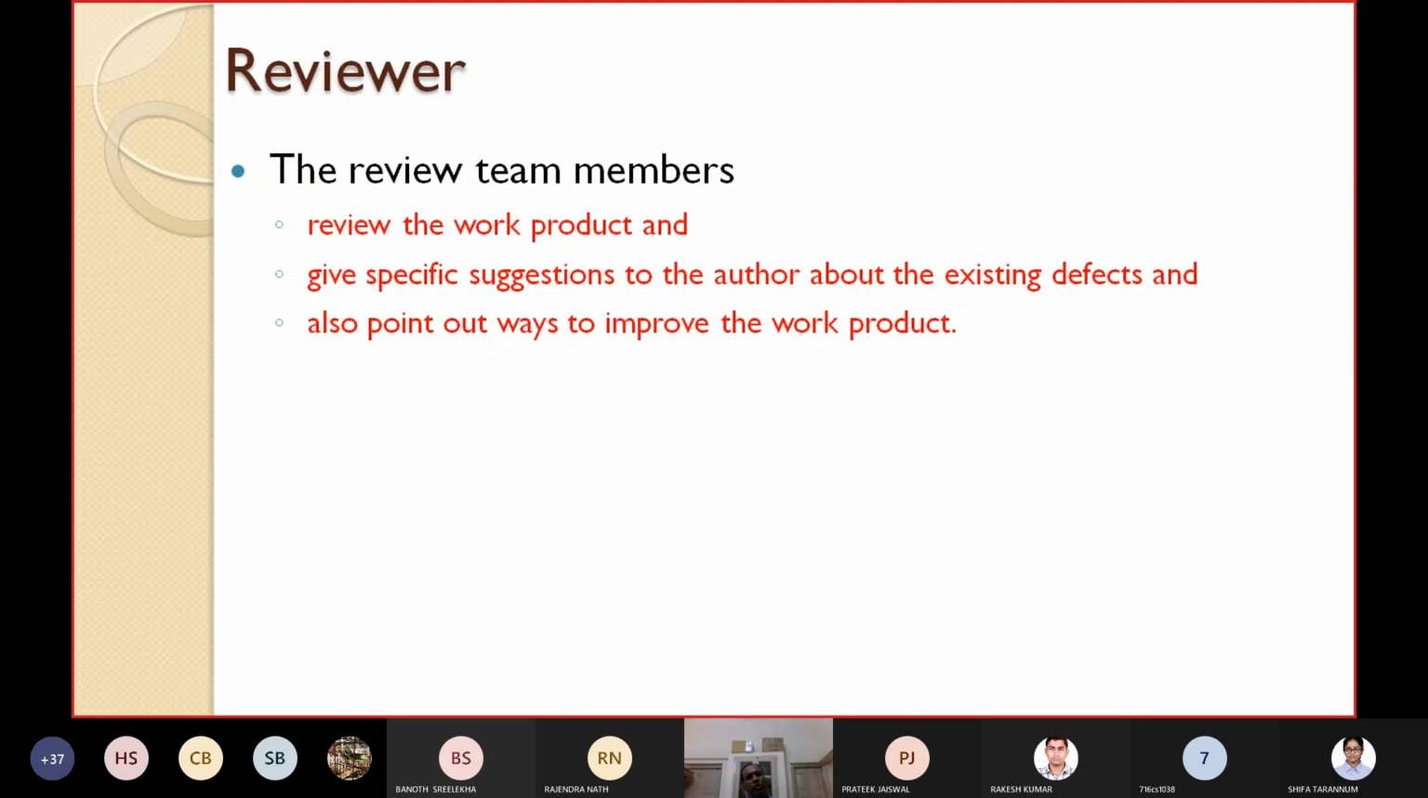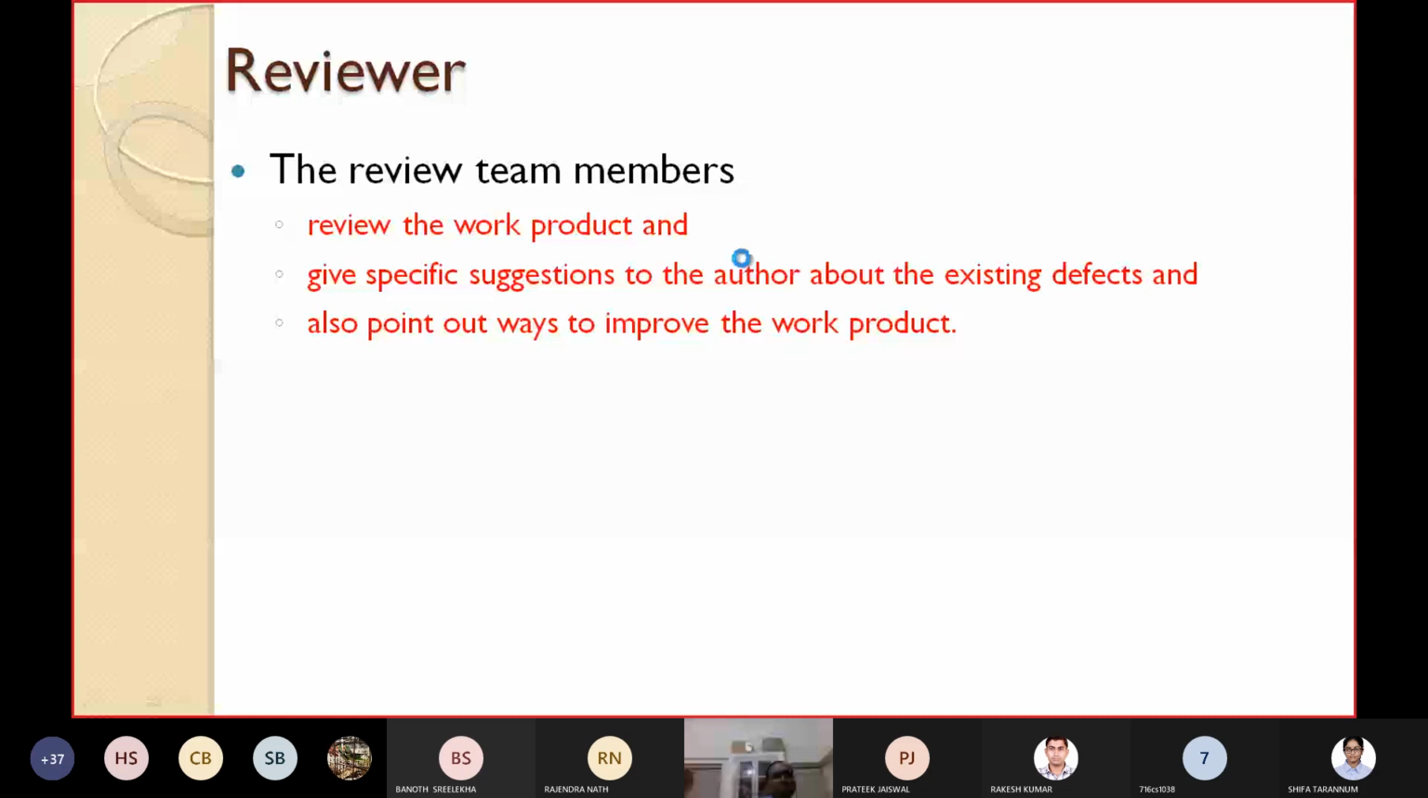Now let's quickly see what are the steps involved in the review process. The review of any work product consists of the following activities. The review process consists of 4 steps: planning, review preparation and overview, then conducting the review meeting, and finally rework and follow-up.